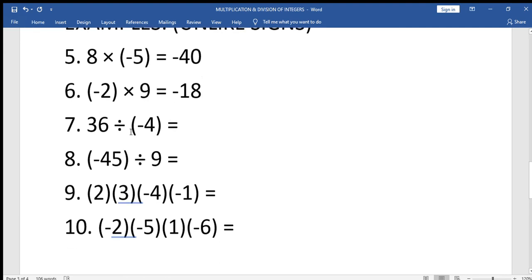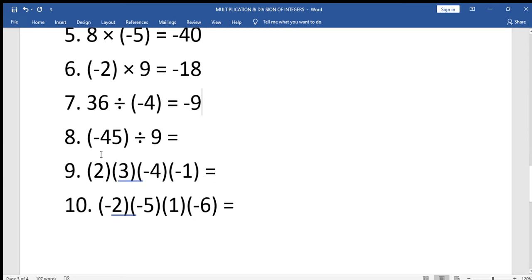Then here in division, this is positive 36 to be divided by negative 4. So we have positive and negative, two different signs. They are unlike signs. Therefore, the quotient sign is negative, and the answer is negative 9. That's the answer.